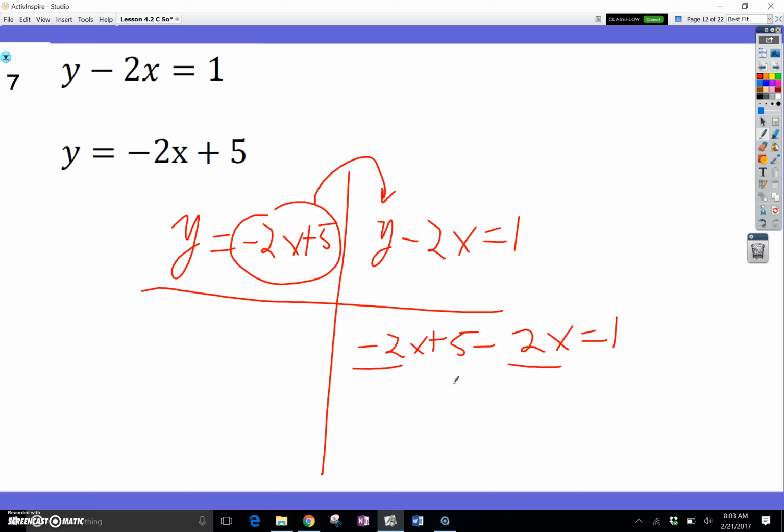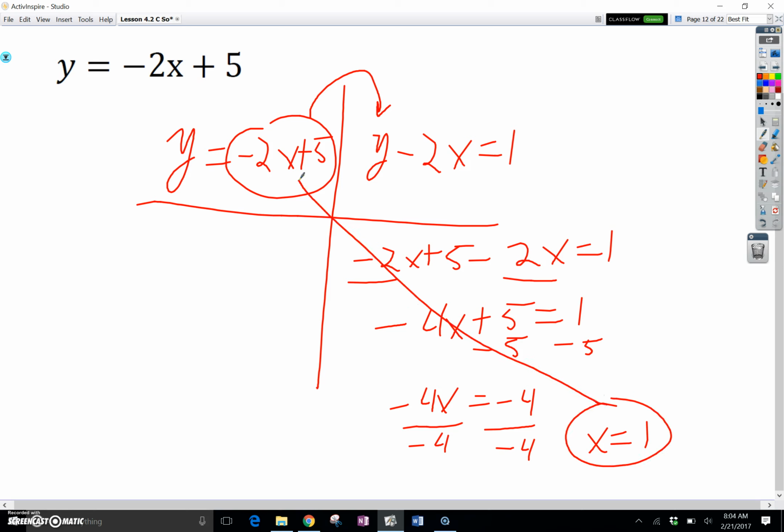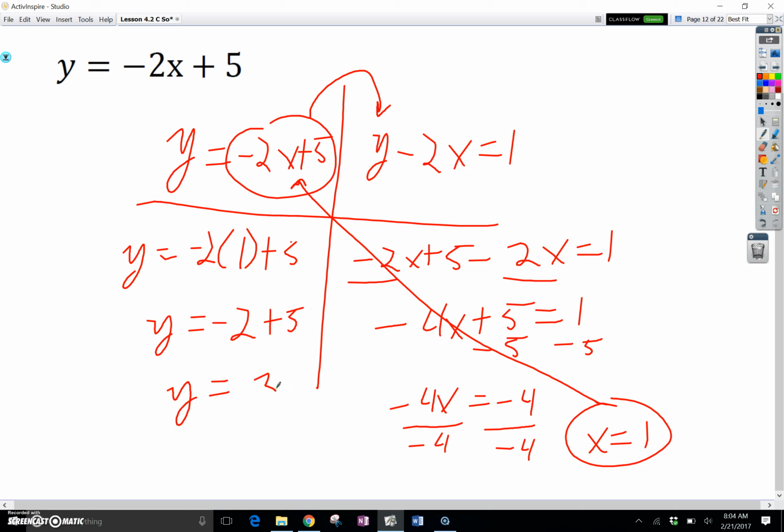From there now I can combine like terms to get negative 4x plus 5 is equal to 1. I'm going to minus 5 on both sides. And then I will get negative 4x is equal to negative 4. Divide both sides by negative 4 to get x is equal to 1. I now plug that value right back into here to get y equals negative 2 times 1 plus 5, to get y equals negative 2 plus 5, to get y equals 3. So your ordered pair is 1, 3. Please go ahead and stop the video here and watch the next one.